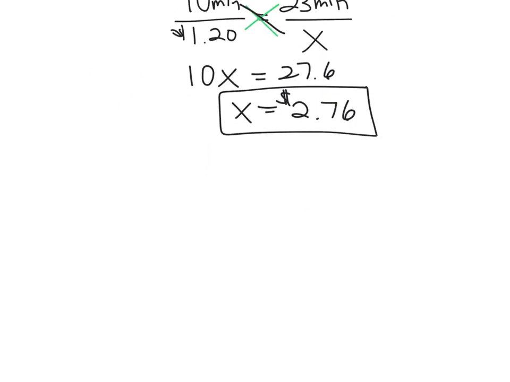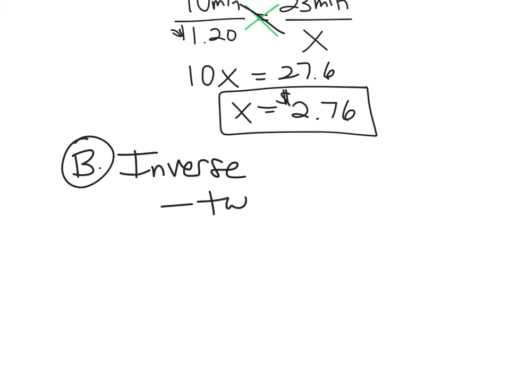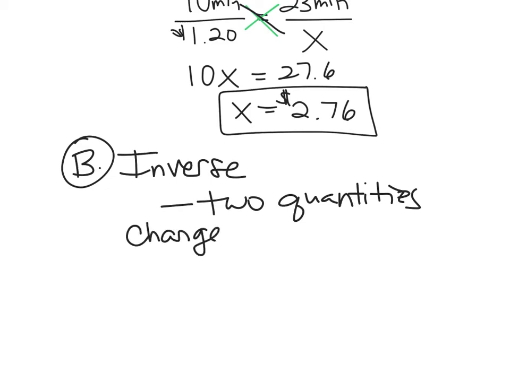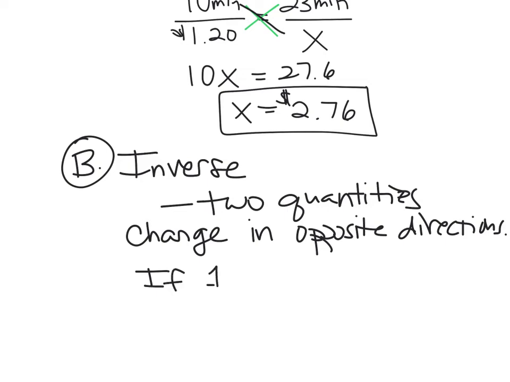Okay. Second part. Inverse variation. Inverse variation. That means when two quantities change or vary, two quantities change in opposite directions. Opposite directions. Okay? So for this, if the first quantity is going up, then the second quantity is going down.